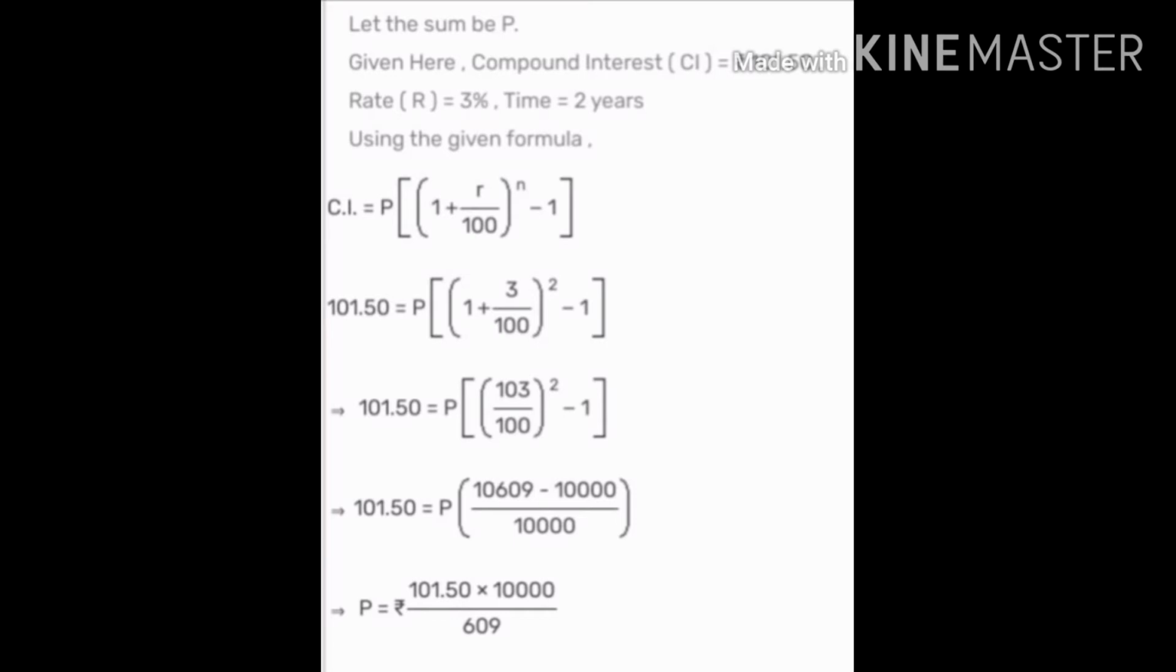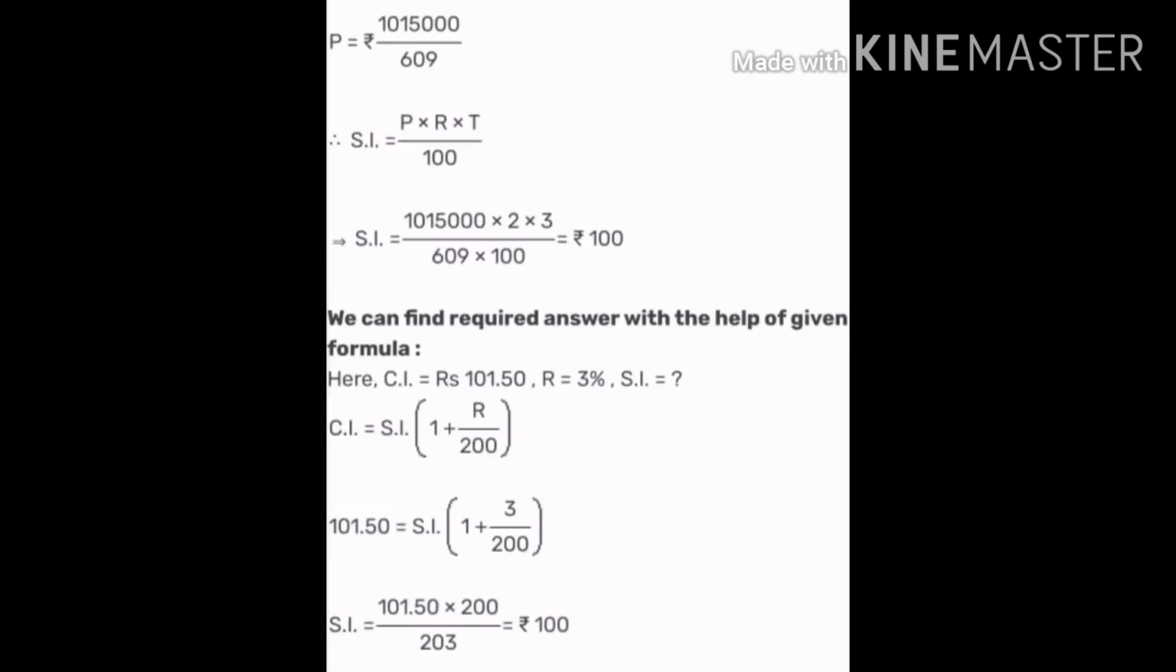One more method is given to solve this question straight away. CI is equal to SI into 1 plus R upon 200. So 101.50 is equal to SI into 1 plus 3 upon 200. SI is equal to 101.50 into 200 upon 203. So the answer is 100. Option D.